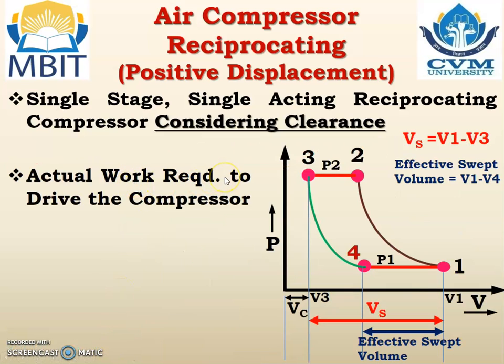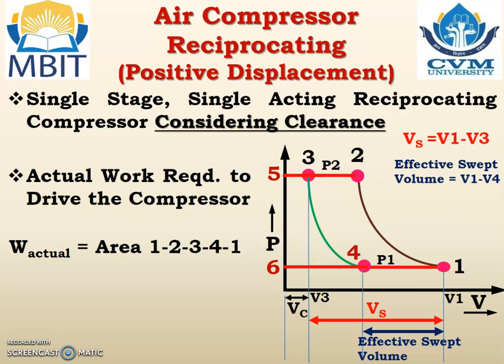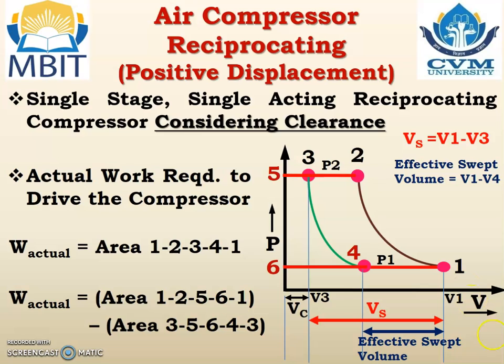Actual work required to drive the compressor, that area is 1, 2, 3, 4, 1. That is the actual area, or work required to drive the compressor. And it can be found out by using that equation: area of 1-2-5-6-1 minus area of 3-5-6-4-3.